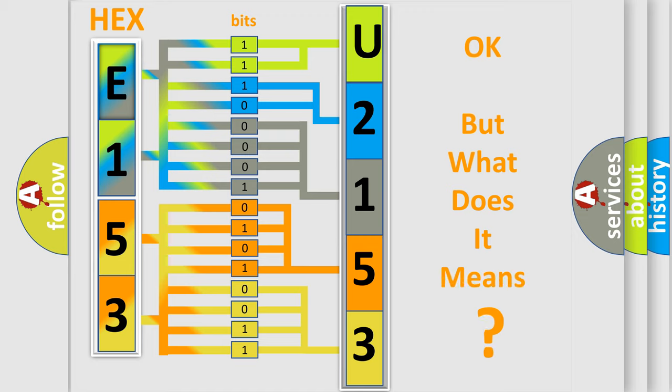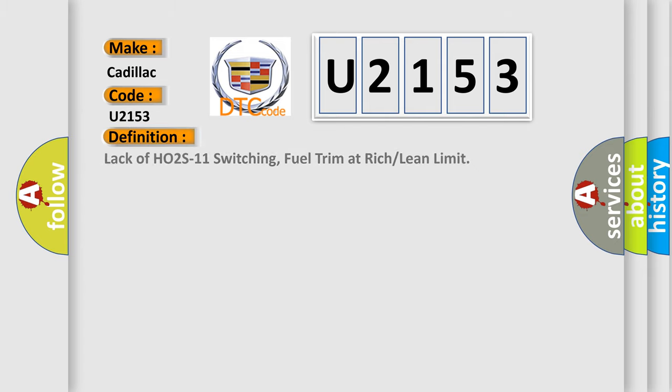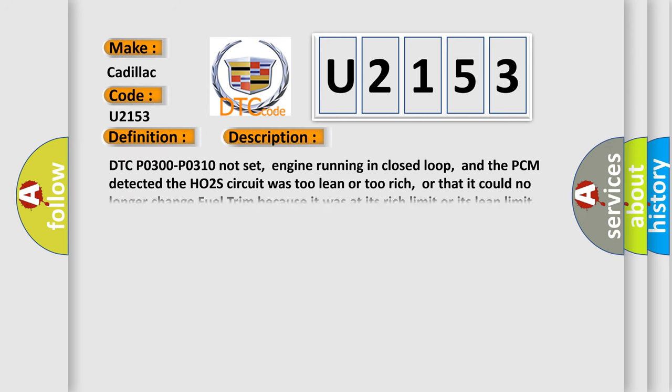The number itself does not make sense to us if we cannot assign information to what it actually expresses. So, what does the diagnostic trouble code U2153 interpret specifically for Cadillac? The basic definition is lack of H02S11 switching, fuel trim at rich or lean limit. And now this is a short description of this DTC code.